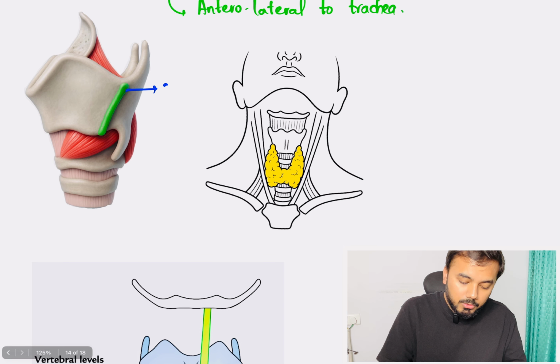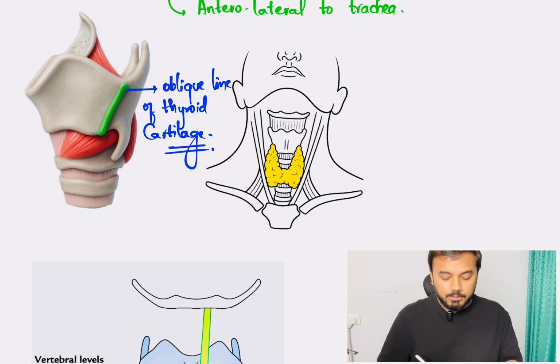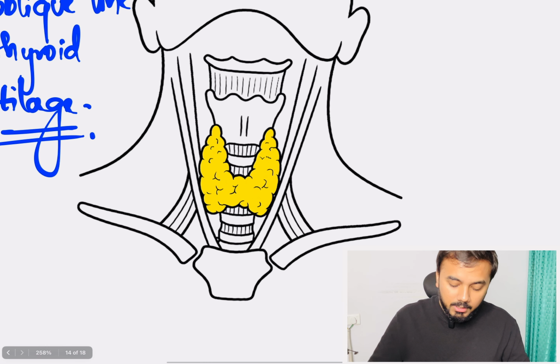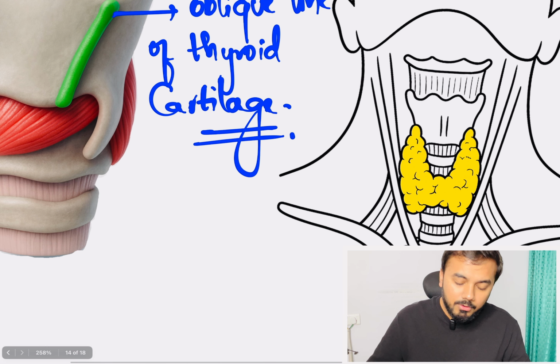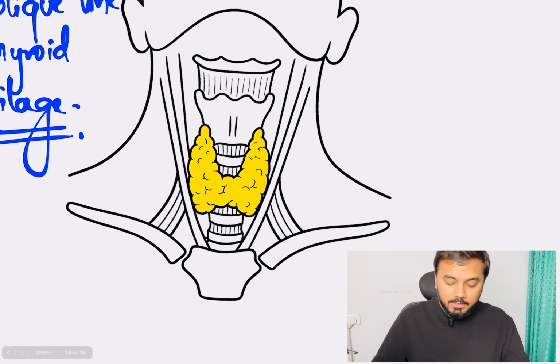Okay, so this is your oblique line of your thyroid cartilage. So all the way from the oblique line of your thyroid cartilage, this comes down. See guys, don't get confused by the picture here. You think that it is present in the front, then why are you drawing it laterally? No, see, it is not present exactly in the front.